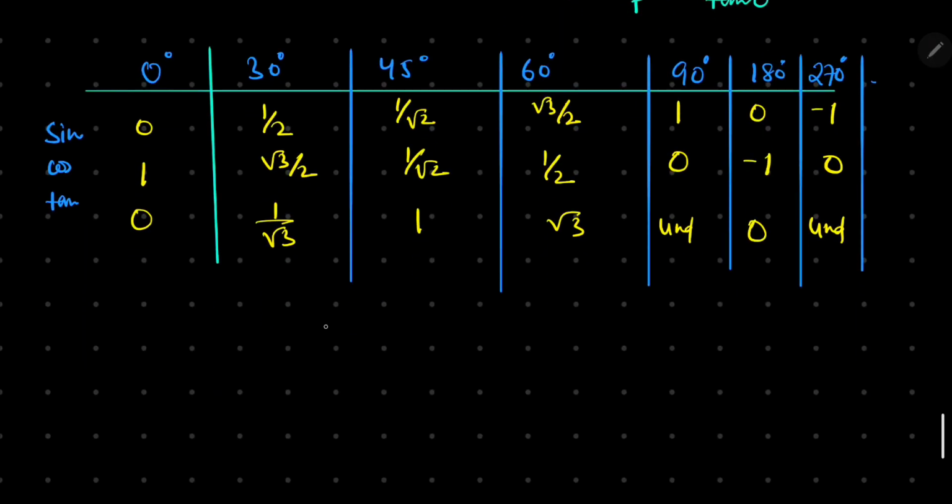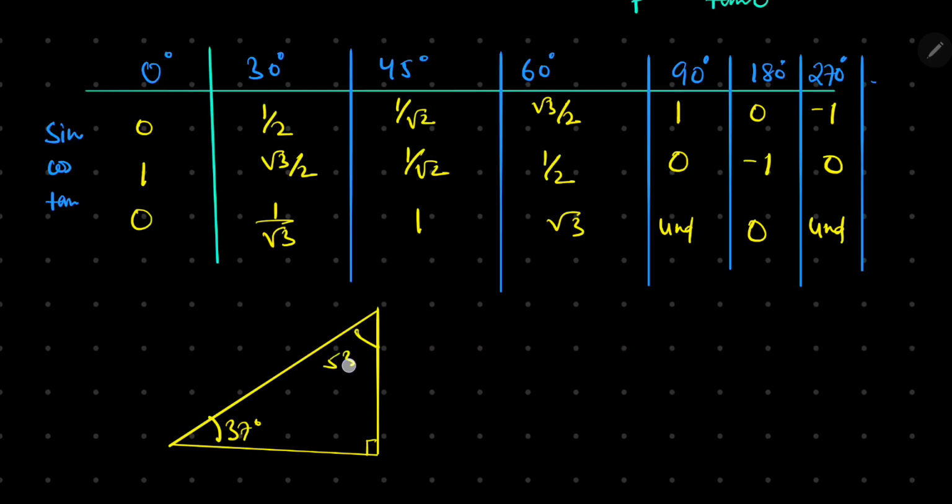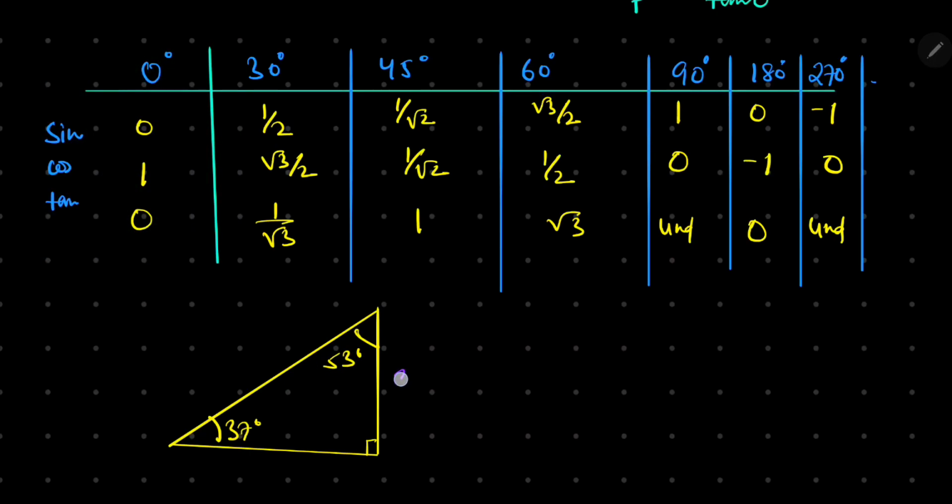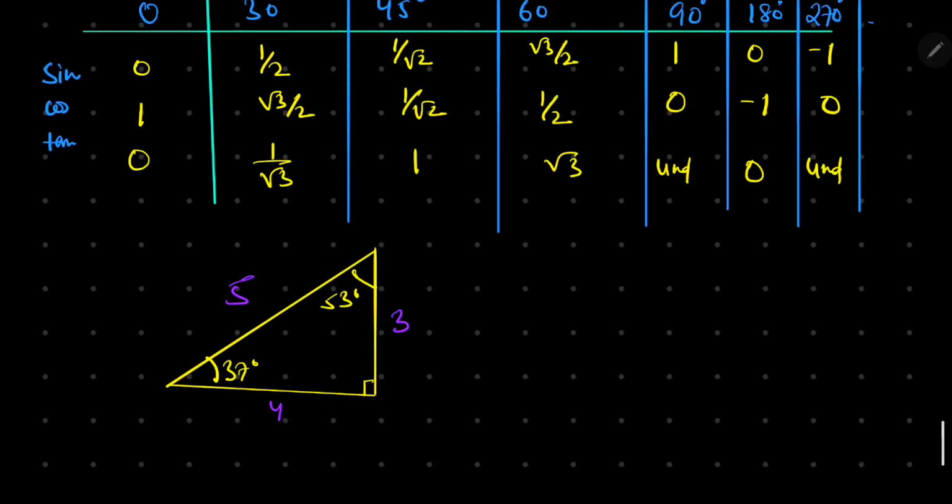Apart from this, there are two more angles which you have to be aware of, that is 37 degree and 53 degree. For this, you have to remember this right angle triangle. Let's say this is 37 degree, and automatically this becomes 53 degree. The side opposite to the smaller angle will be smaller. So the side opposite to 37 degree is 3, opposite to 53 degree is 4, and then the hypotenuse is 5. From this triangle you can get sine 37, sine 53, tan 53, cot 53, whatever. So remember this triangle as well.